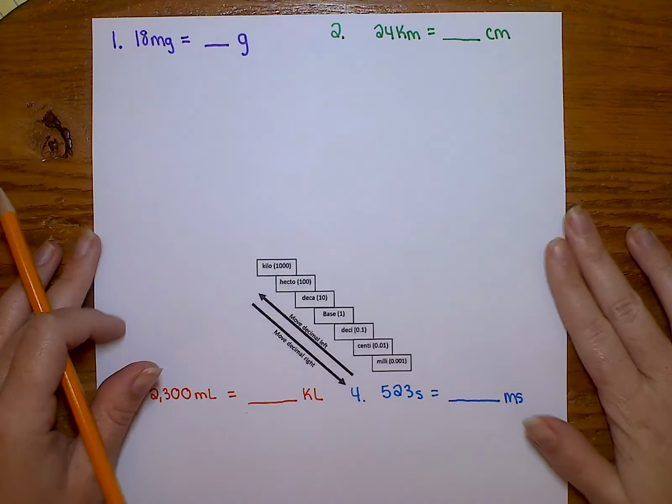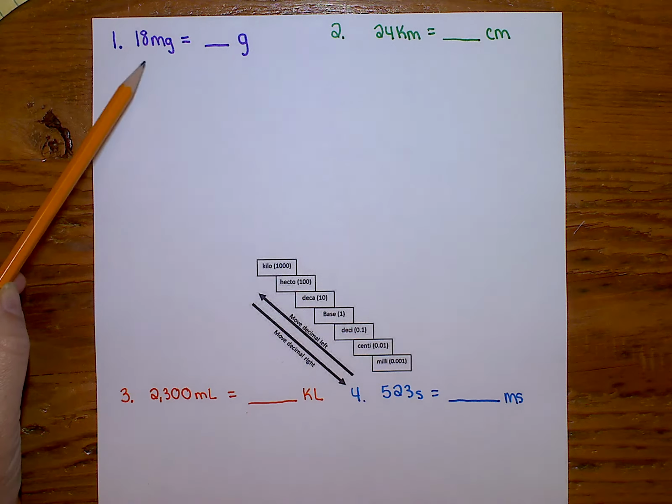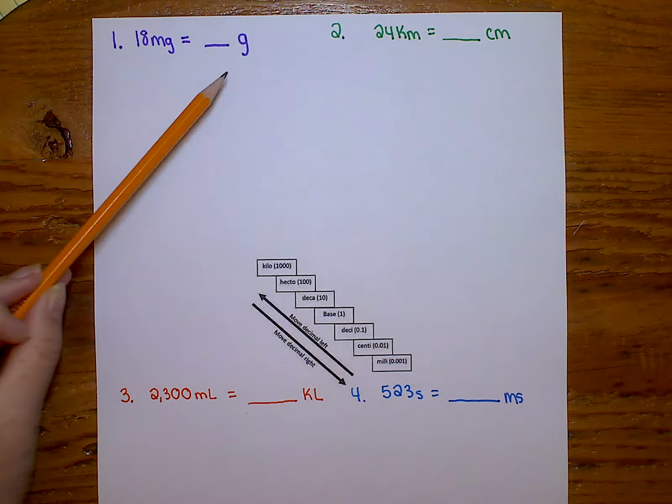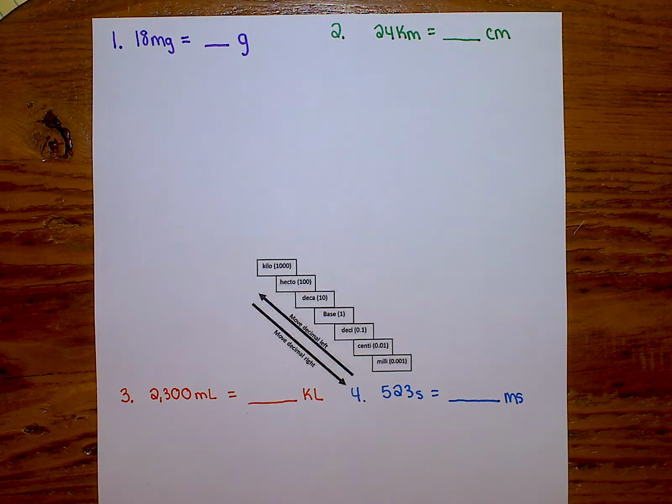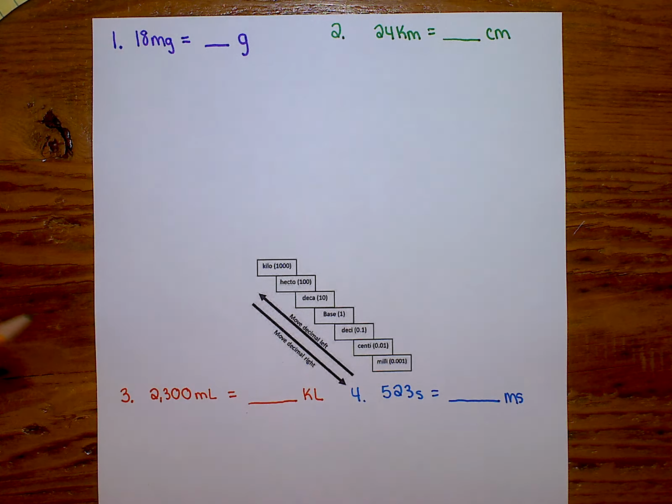Today we are going to go over some metric conversion example problems. We're going to do 4 of them. The first one we're going to go from 18 milligrams to grams. How we're going to do that is we're going to use our little step ladder. So we're going to find milli. Milli's right here, and we're going to go to gram, which is our base.